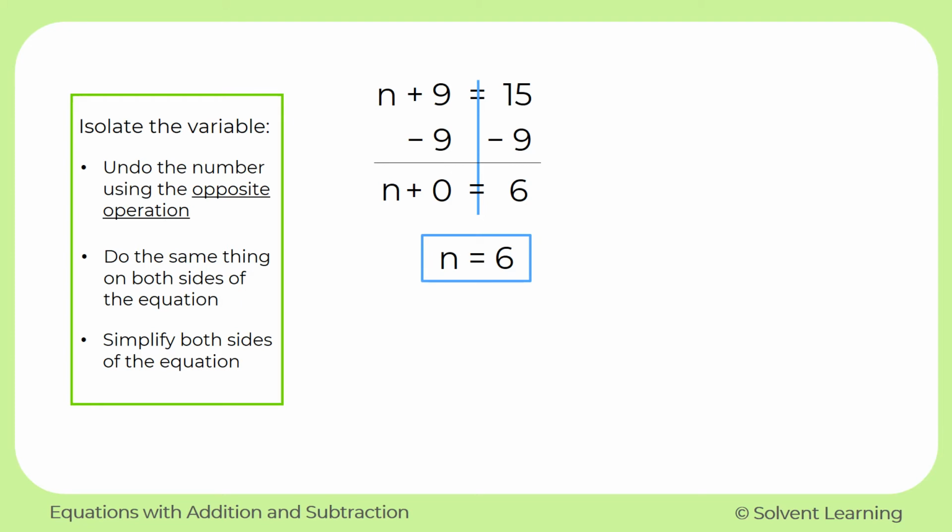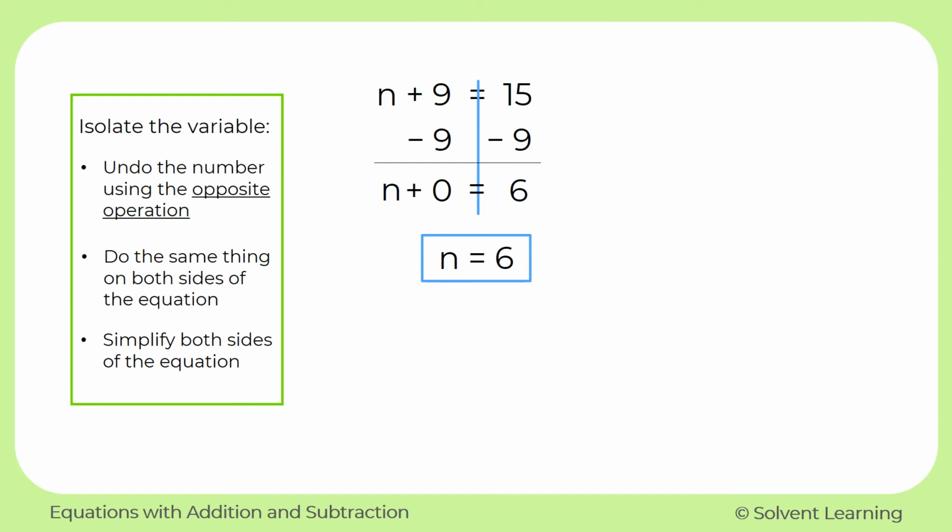And look at what we have here. We have our solved equation. We have a variable on one side, an equal sign in the middle, and a number on the other side. Remember, that's how we recognize that our equation is solved, when we have those three parts.